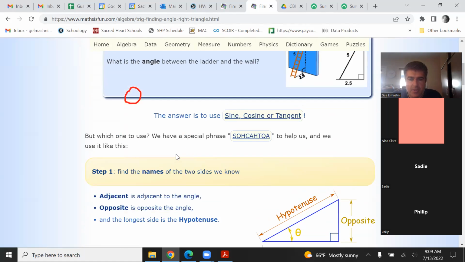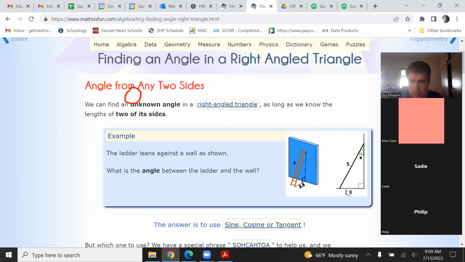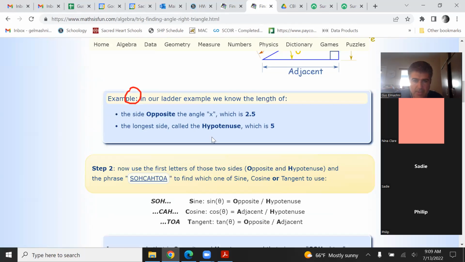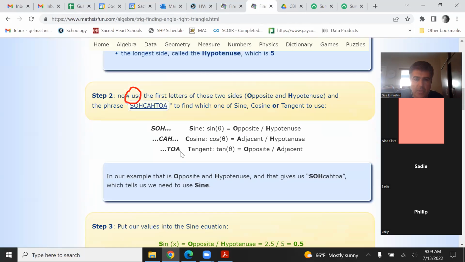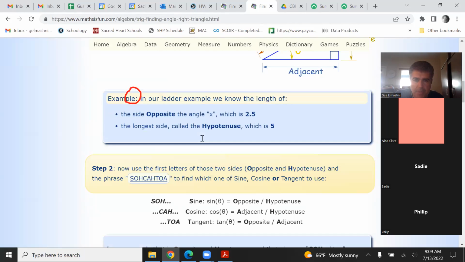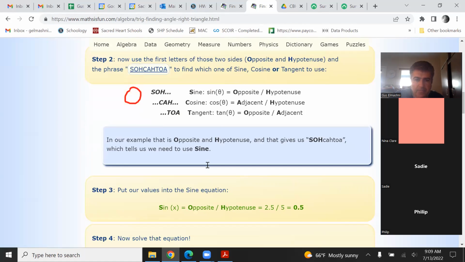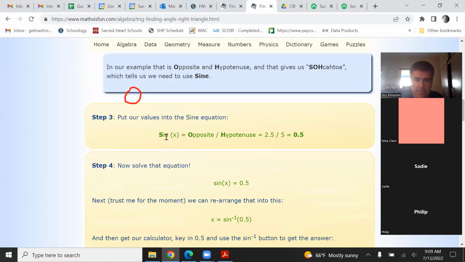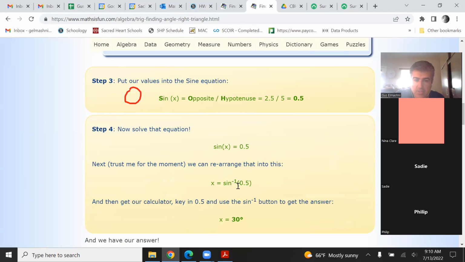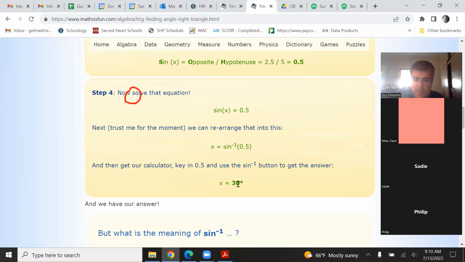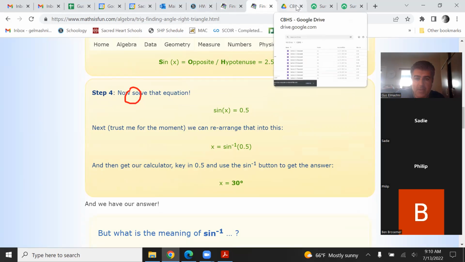So in our case here, if you're trying to solve for x, the 2.5 is opposite, the 5 is the hypotenuse, because they said so. So SOH CAH TOA. Which one uses opposite and hypotenuse? Clearly sine. So you've got to use sine. They say that sine of the angle equals opposite divided by hypotenuse, which works out to be 0.5. Then to solve for x, they show you what to do. So that's how you do these kinds of problems. That's exactly what I'm going to do for this worksheet.